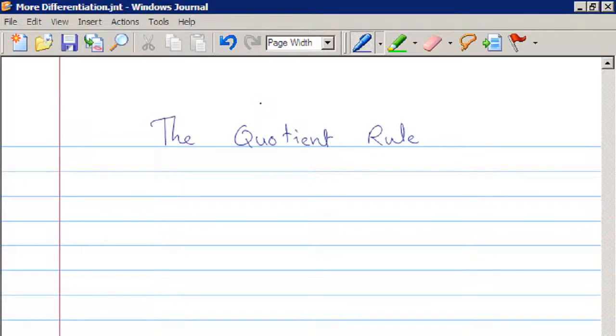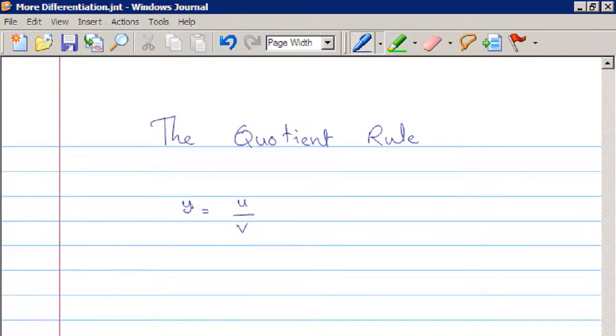In the last video, we went through the product rule in differentiation, and we said we use the product rule when we have a product of two functions. And in this video, I'll go through the quotient rule, and we use the quotient rule, as you can imagine, when we have a quotient.